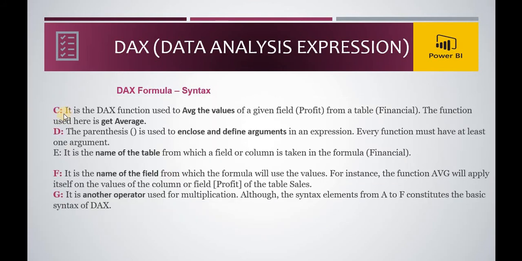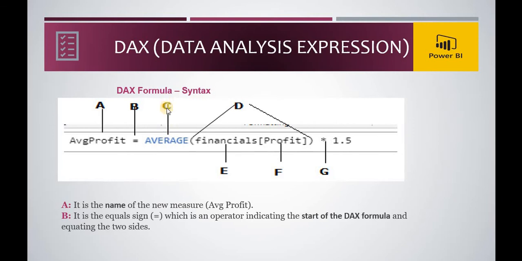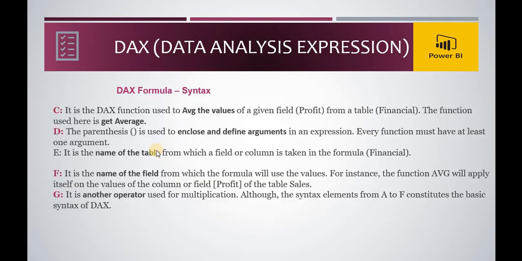And here C is the DAX function used to average the values of a given field, Profit, from a table called Financial. The function used here is average. So C is the function name, which gives some result. Instead of average, we can use sum, we can use divide, any function we can use, and that function accepts the value and does the particular operation over it.